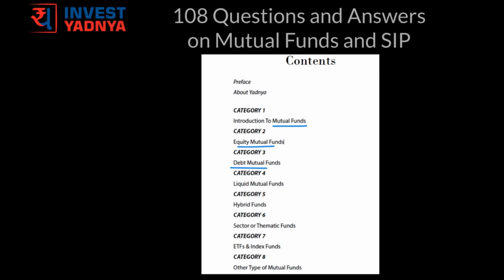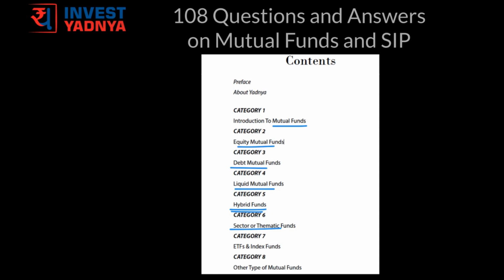The fourth category deals with liquid mutual funds. The fifth one talks about hybrid funds, where along with telling you what are these, types, taxation, etc., it covers advanced topics like dynamic asset allocation, its comparison with multi-asset allocation, etc. The sixth category covers sector and thematic funds. It talks about its pros and cons and whether you should go for such funds or not.